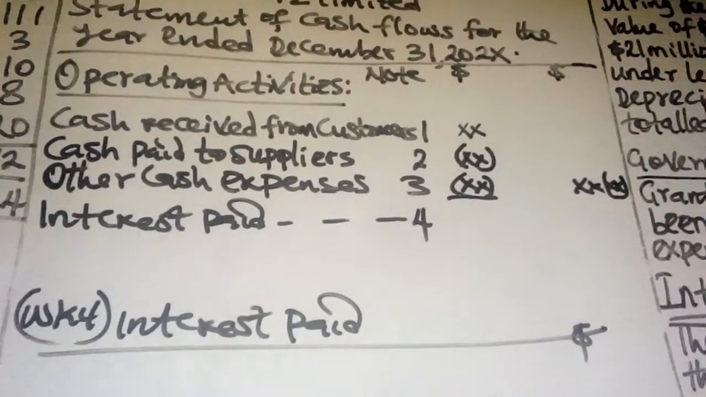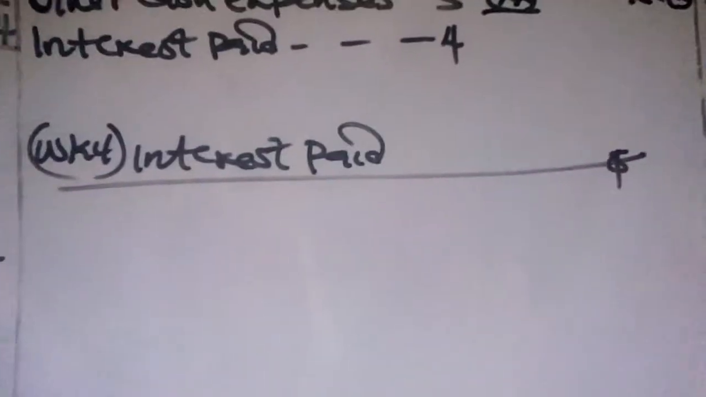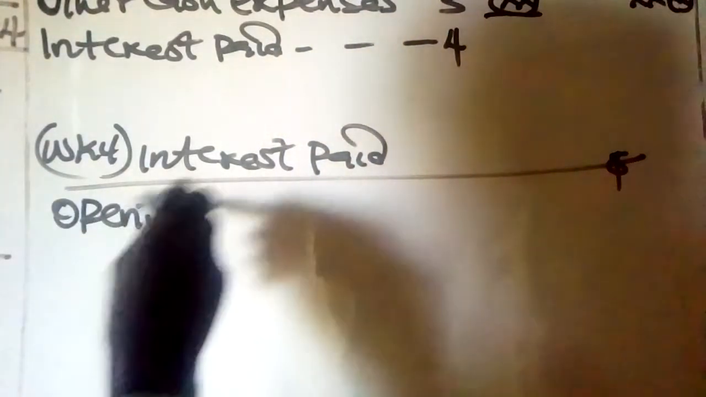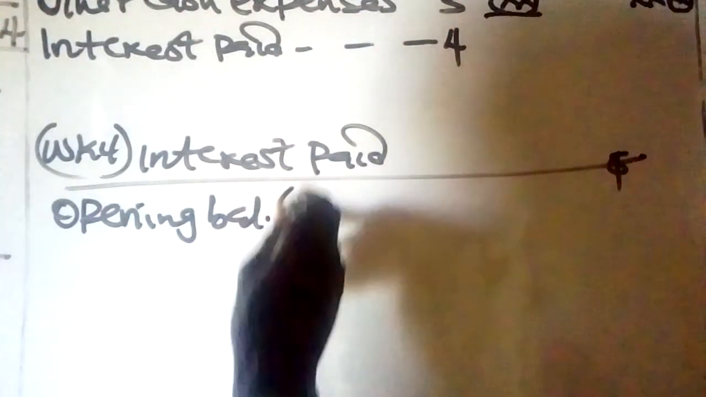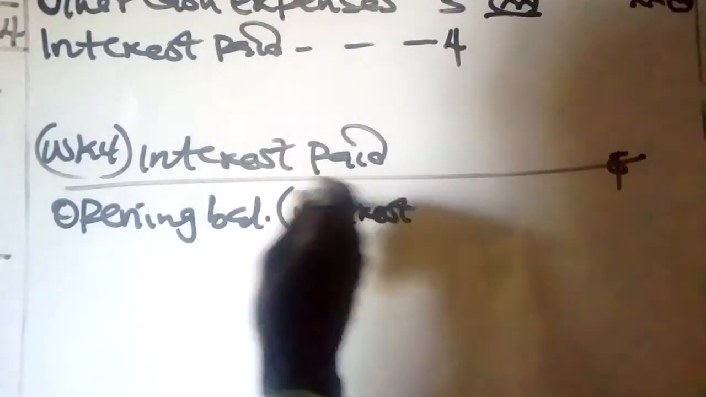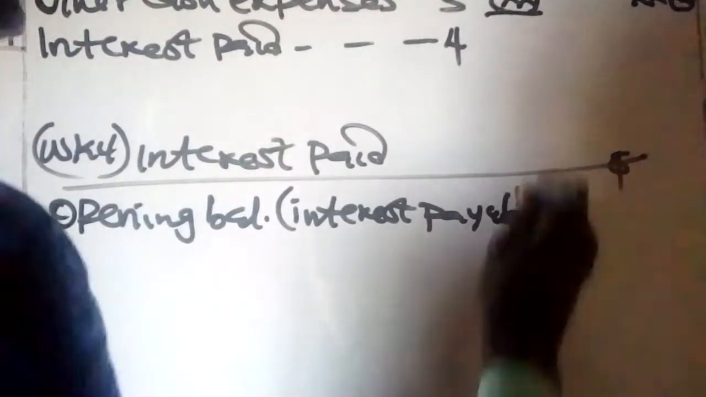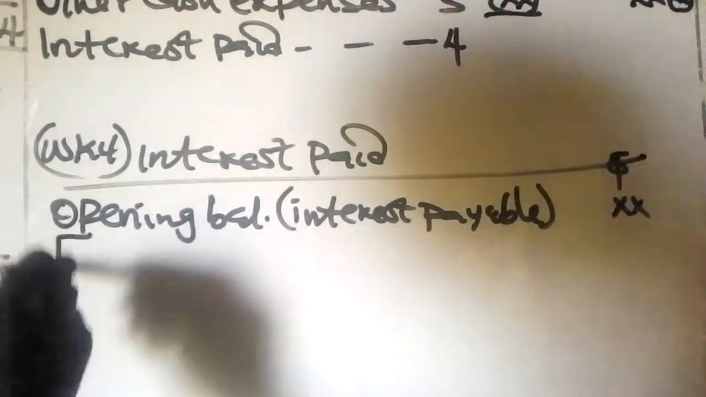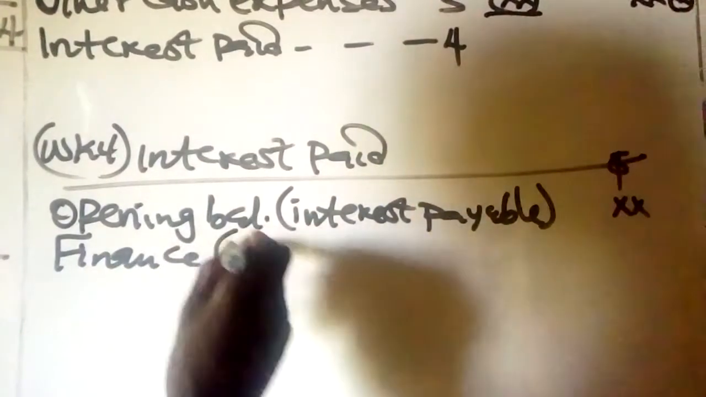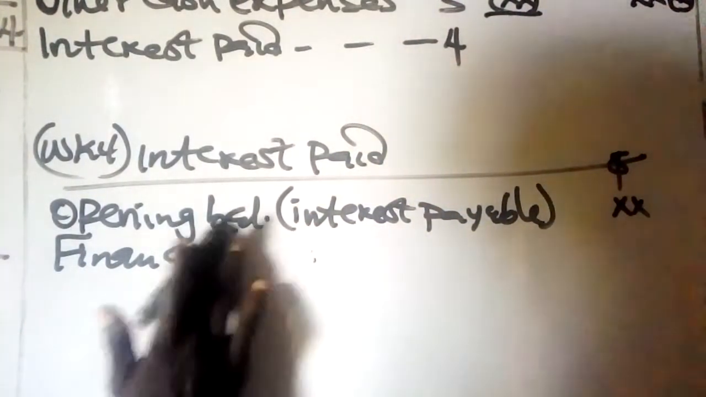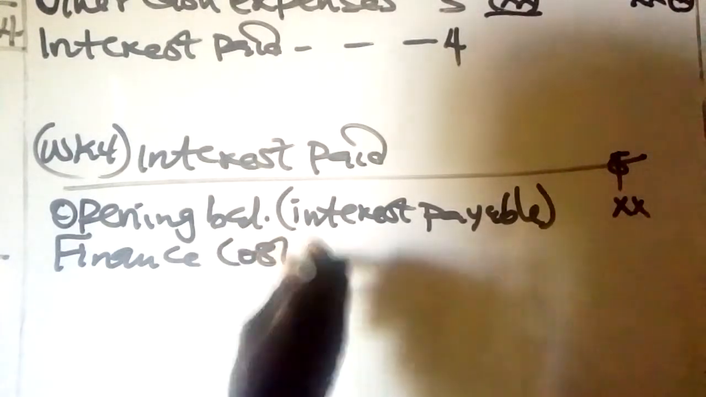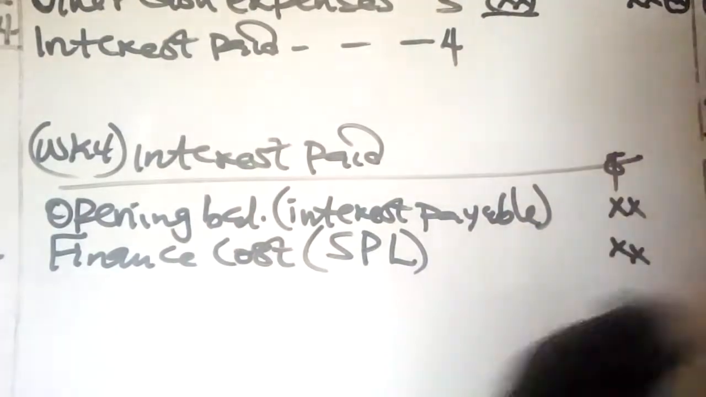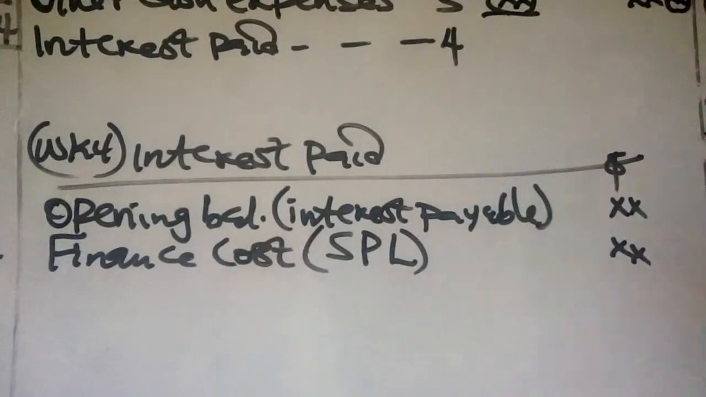So for interest payable, the opening balance is what you start with. Your opening balance, that is interest payable, is from your opening statement of financial position. Then you have finance cost, from the statement of profit or loss. Your finance cost will be added. Then you less your closing balance.